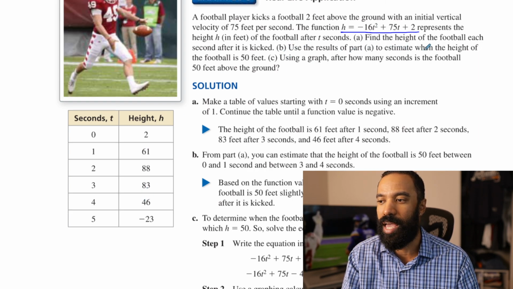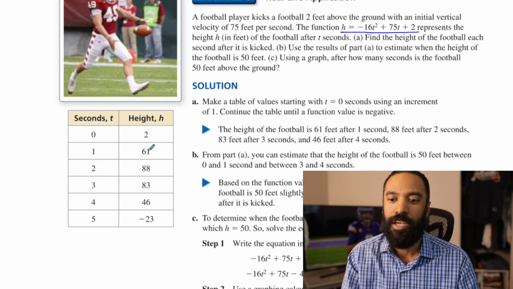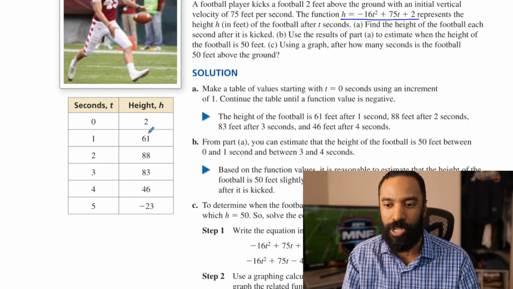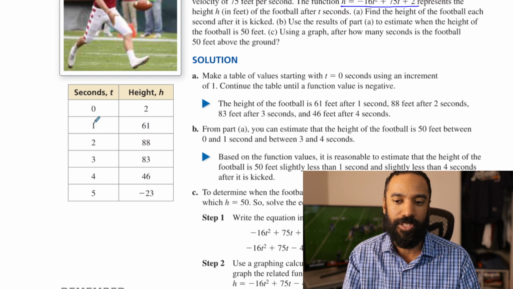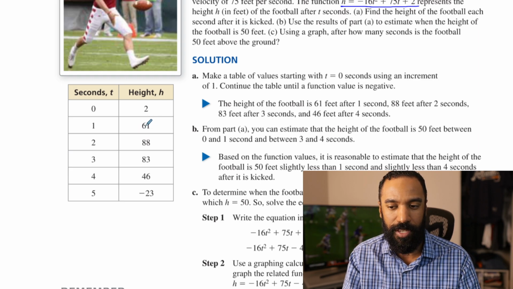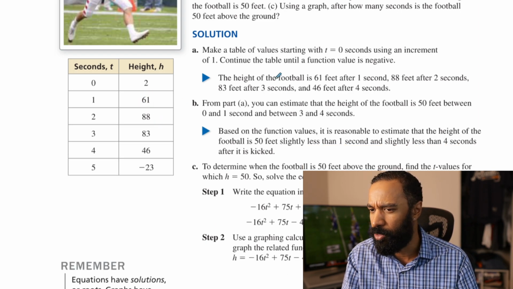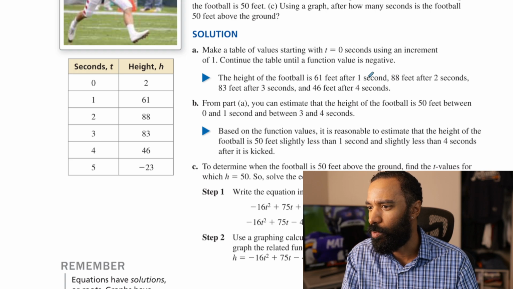Part B, use the results to estimate when the height of the football is 50 feet. So again, they're asking you to do an estimation. So we say, hey, it's somewhere between 0 and 1 second because it's somewhere between 2 and 61. It's likely closer to 1 second because of the 61 here. They might have us use a table. Let's see. The height of the football is 61 feet after 1 second.